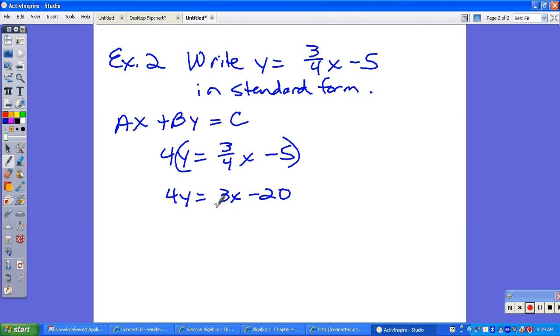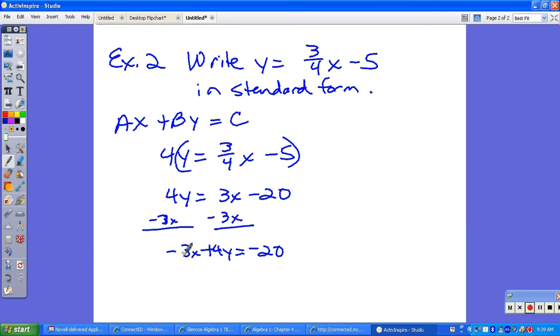Now what we want to do is move the x to the other side. So we're going to subtract 3x from both sides. Now you can't combine that with the 4y because those are not like terms. So -3x plus 4y equals -20.